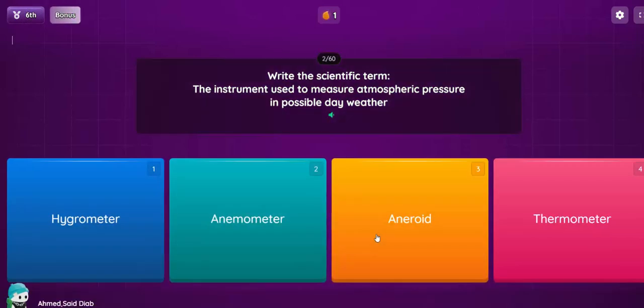Question. Write the scientific term: the instrument used to measure atmospheric pressure and possible day weather. Option 1, hygrometer. Option 2, anemometer. Option 3, aneroid. Option 4, thermometer.